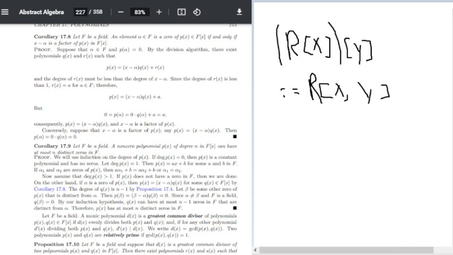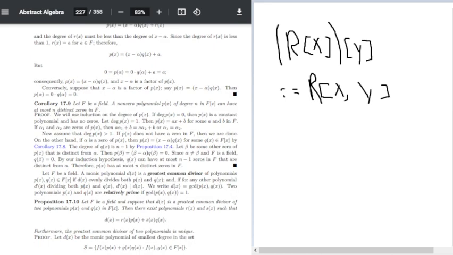Corollary 17.9. Let F be a field. Note here the importance of fields. A non-zero polynomial p(x) of degree n in F[x] can have at most n distinct zeros in F. And remember, the fundamental theorem of algebra says that we have n possibly non-distinct zeros. This is just saying that we can have at most n distinct zeros, so this is an upper bound.